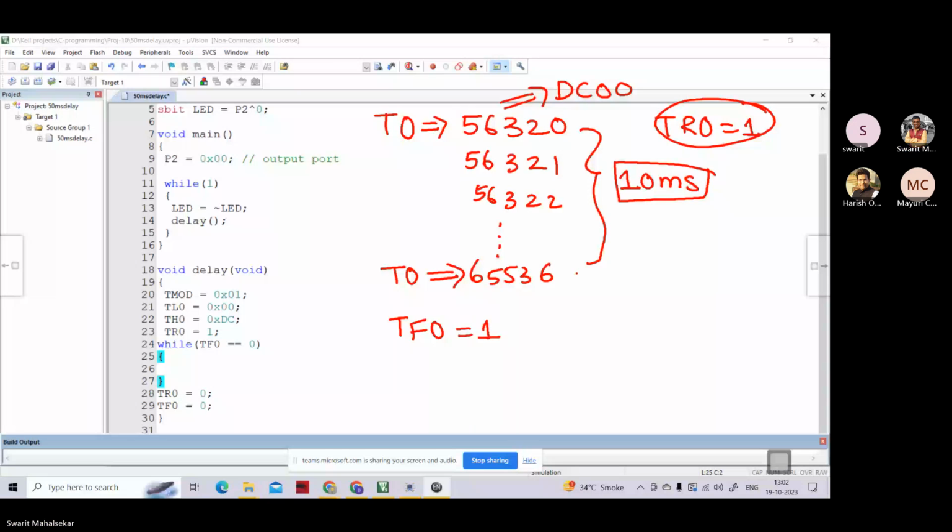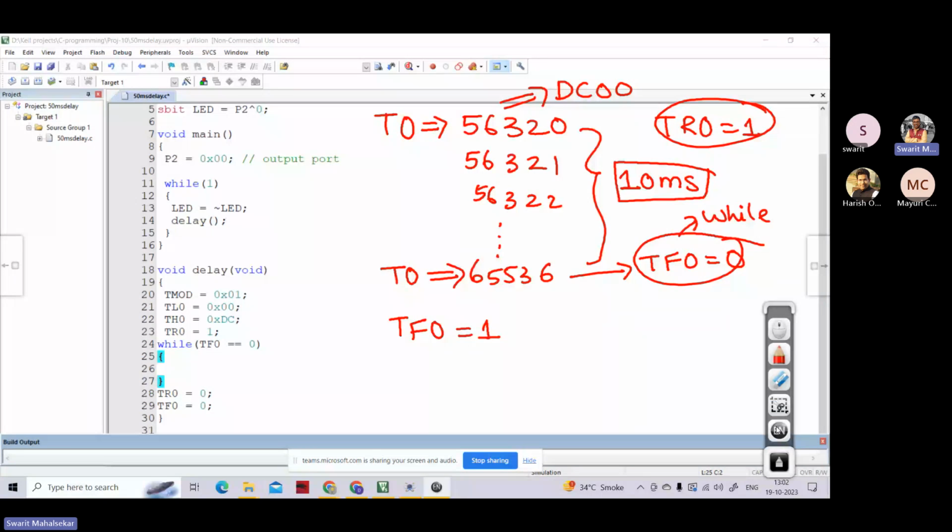my TF0 will be 0. And this is what we are monitoring over here with the help of the while statement. You can clearly look over here, while TF0 is equivalent to 0. So this is what we are monitoring. And that's why, first of all, let me know if this particular concept is clear. Because if I switch from one software to another, all of these particular things will be erased. Just let me know if this particular part is clear or not.